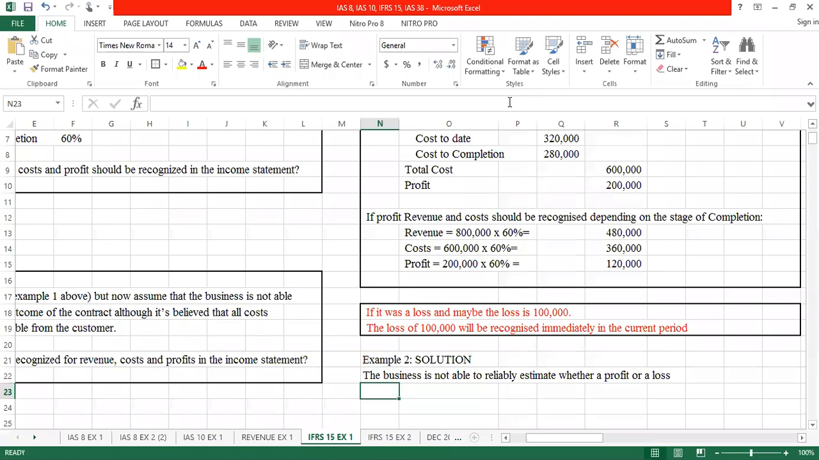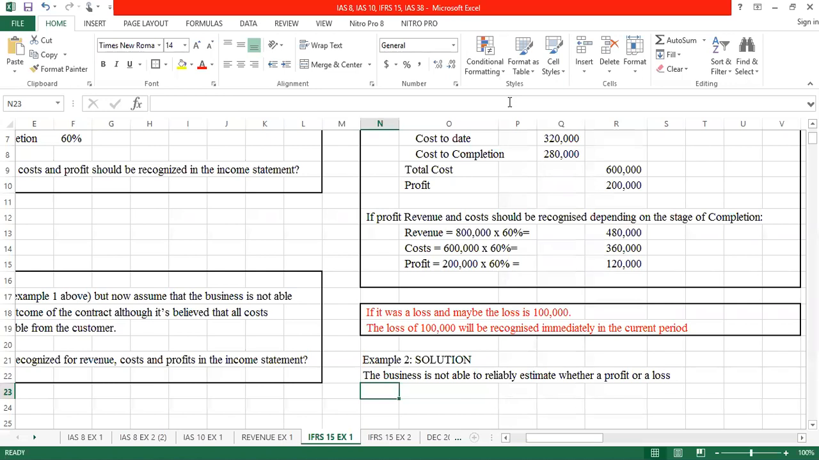Sir, do you mean that if it is a loss, we don't proportion it in the remaining months? No, we don't. You recognize the whole loss immediately. Moses, I hope you are together. If it is a loss, don't proportion it. You recognize the whole loss immediately. So you don't proportion. You only proportion if it is a profit.